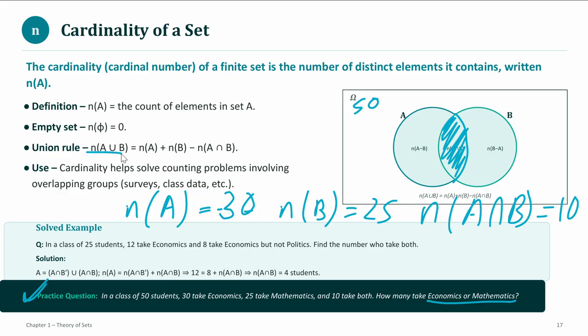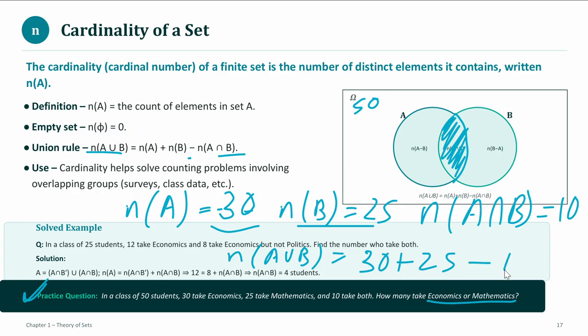Let's plug in the formula. n of A union B is equal to n of A, which is 30, plus n of B, which is 25, minus n of A intersection B, which is 10. What do we get? 55 minus 10, that is 45. That means there are 45 students who either take economics or mathematics. Fine.